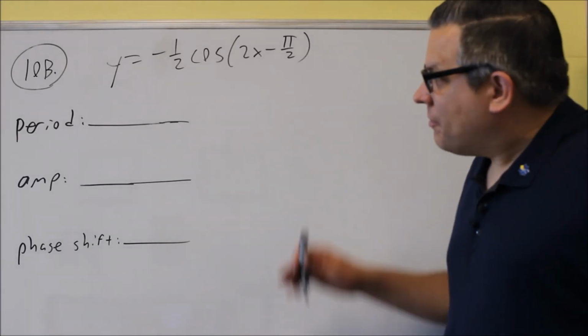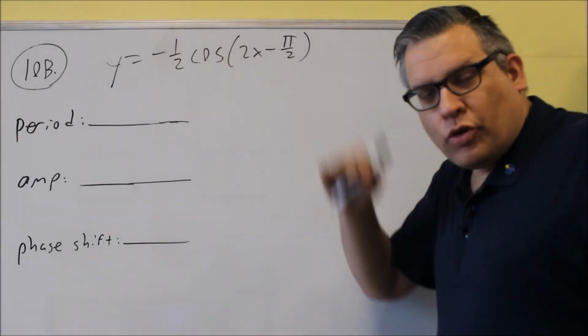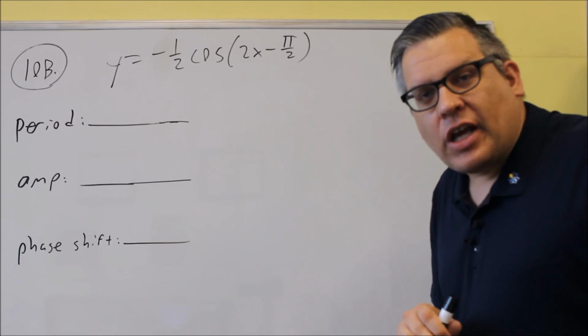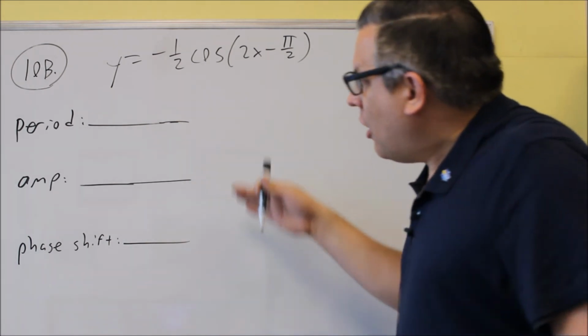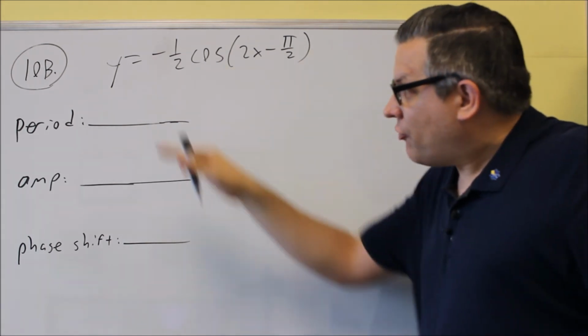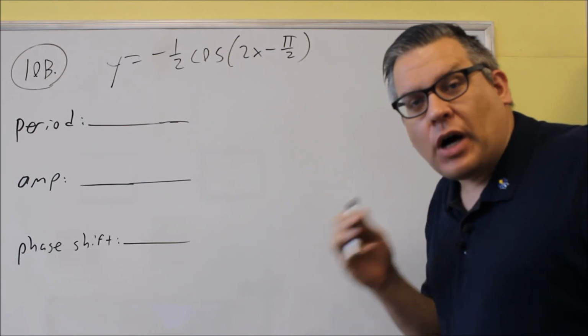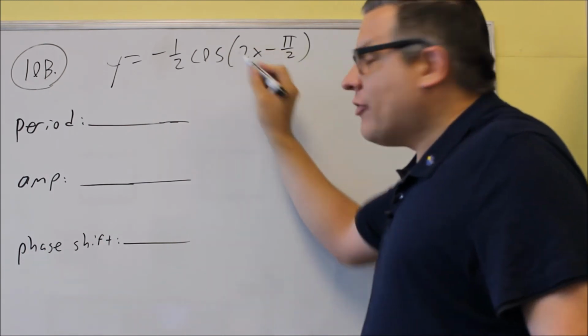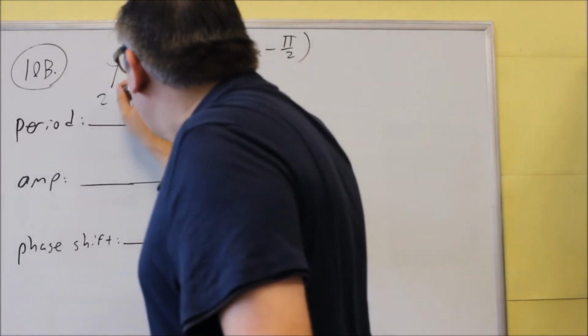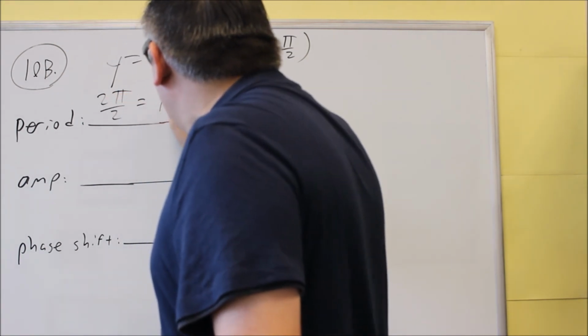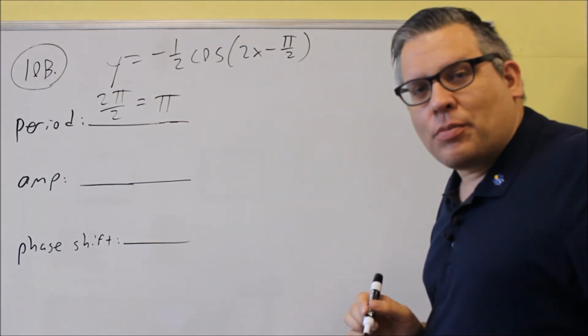Okay, for 10b, refer to the previous video 10a to get the formulas, but I'm just going to go ahead and fill these in. So the formula for a period is 2 pi over b. It's 2 pi divided by the number in front of the x. So 2 pi divided by 2 gives us pi for the period.